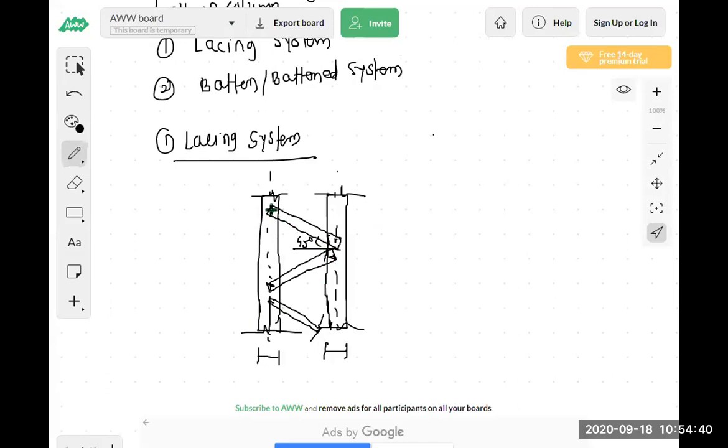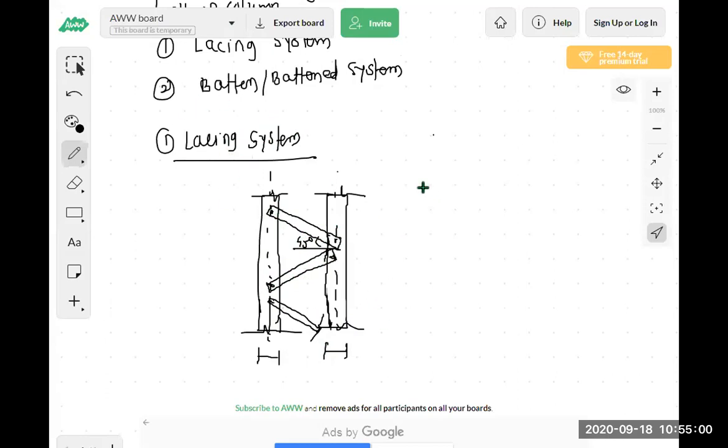Okay, so if we connect this lacing plate this way, at a 45-degree angle throughout the height, this is what we call a built-up column using a lacing system. This is the built-up column using a lacing system. So this is the single lacing.